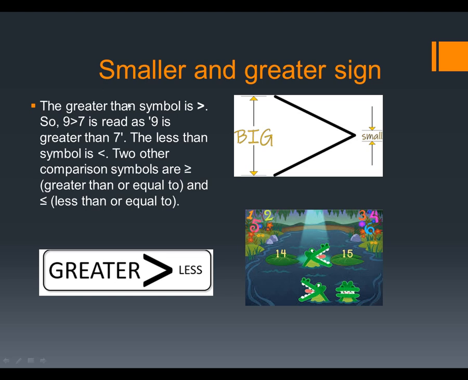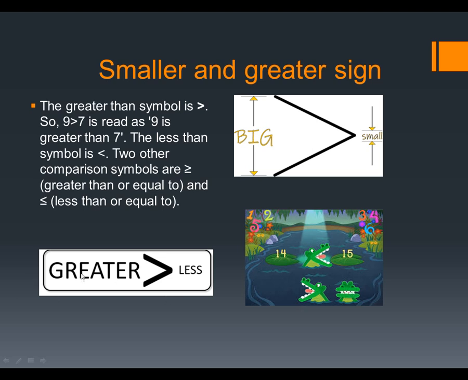The second thing that we are going to learn is smaller and greater signs. The greater than sign is this. You can see in this picture where the two sides are open, this side is big, and where one side is closed it is small. We have another diagram to understand this topic, just like here, 14 is less than 15, and this sign is greater than, and this is the equal sign.